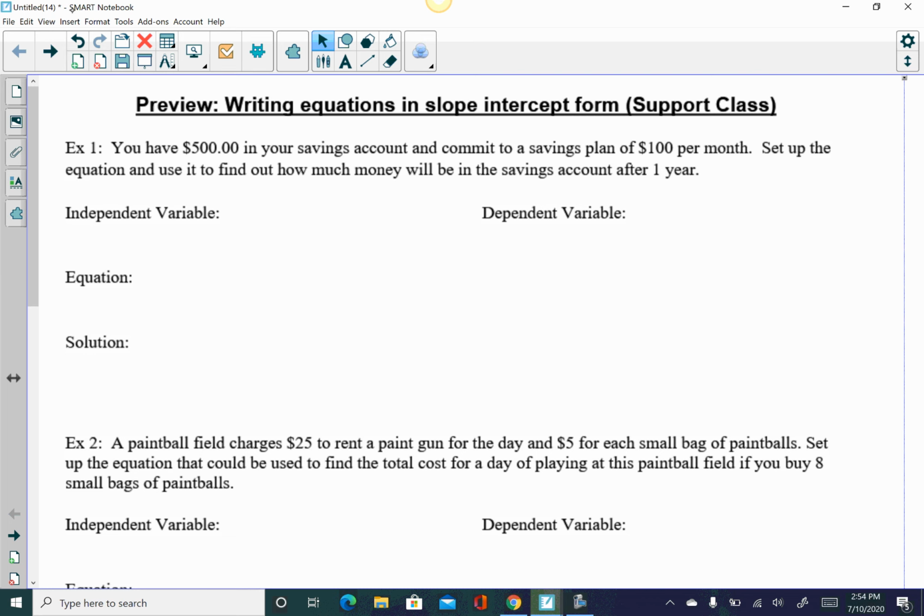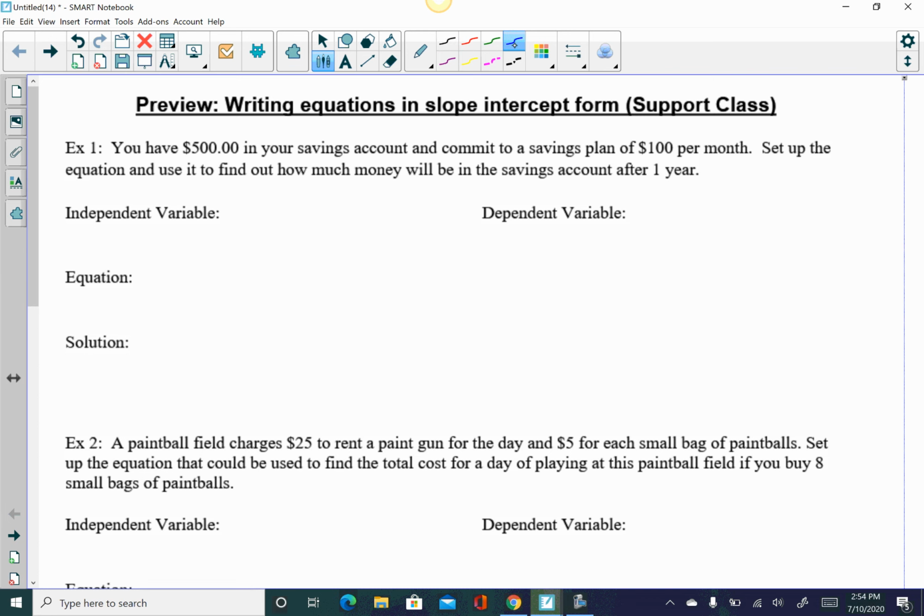All right, so here on the front page, it says that you have $500 in your savings account and commit to a savings plan of $100 per month. They want us to set up an equation and use it to find out how much money will be in the savings account after 1 year. So we've got to think about our independent and dependent variables.